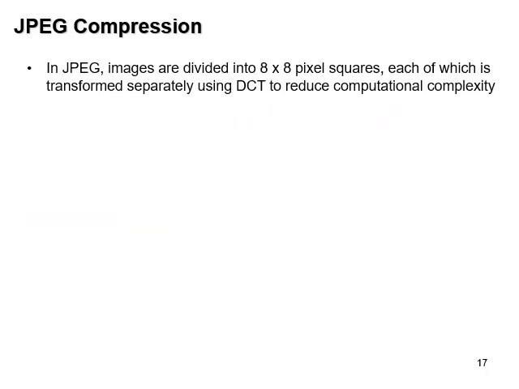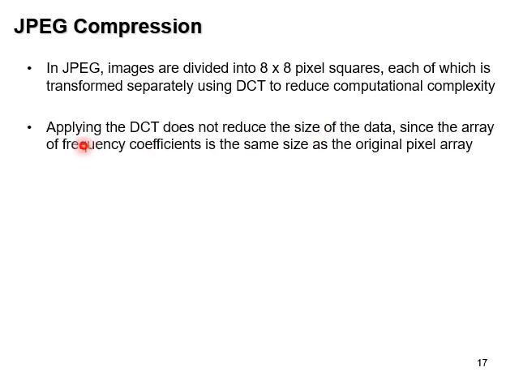So this is the procedure of the JPEG compression. Images are divided into 8 by 8 pixel squares, each of which is transformed separately using DCT to reduce the computational complexity. So if you have a big image, you will divide that image into blocks. Each block is 8 by 8, and for each separate block, you compute the DCT.